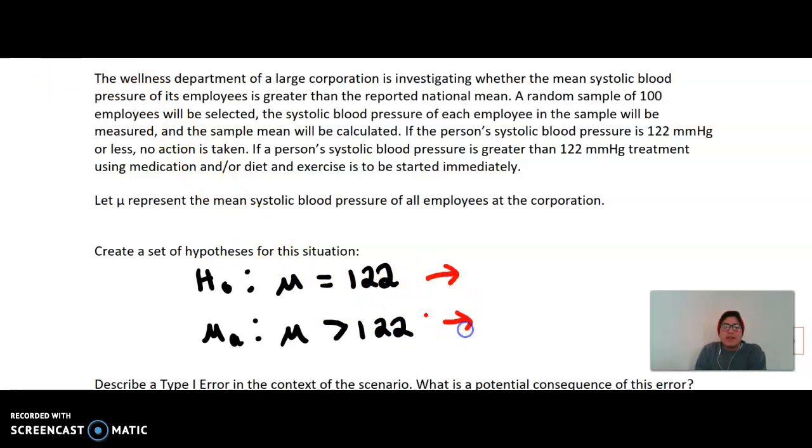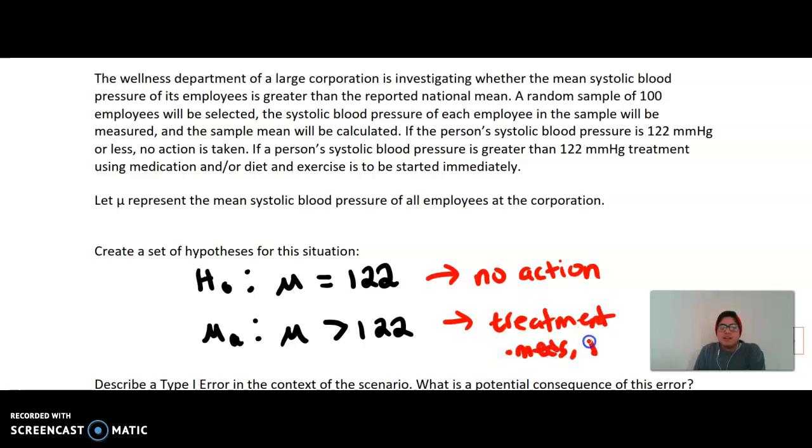So, if your systolic blood pressure is 122 or less, we were told that there was no action. Now, if it's greater, then we're going to have some treatment involved, which could include meds, diet, and exercise. I'm just going to leave that as that.